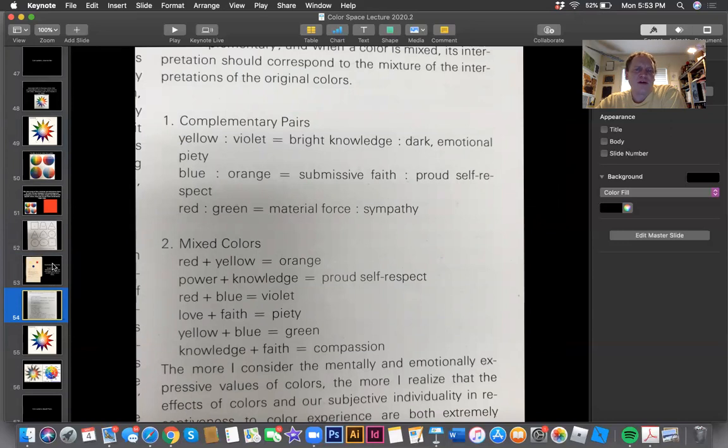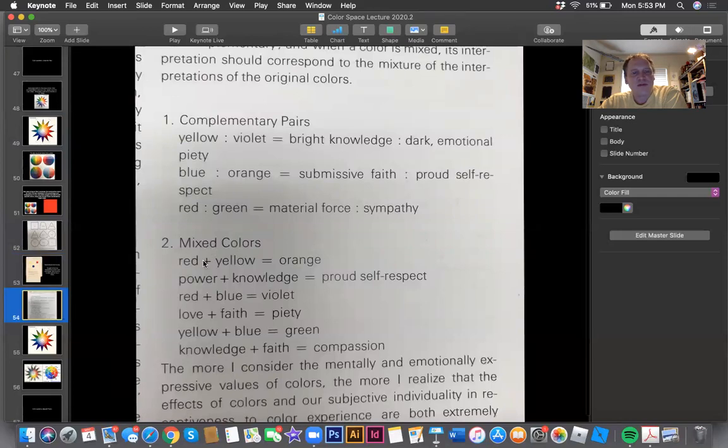Really interesting thing about Itten was his ascription of specific meanings to specific colors. And it's a very Western, sort of Christian-centric take on color, but nonetheless really fascinating. So he puts yellow as bright knowledge and violet as dark emotional piety. So if we mix them together, for example, red being material force and yellow being bright knowledge equaling orange, so that's power and knowledge equaling proud self-respect. Just really interesting stuff. If you want to look this up more, you certainly should. The root of a lot of the ideas of specific color meanings.